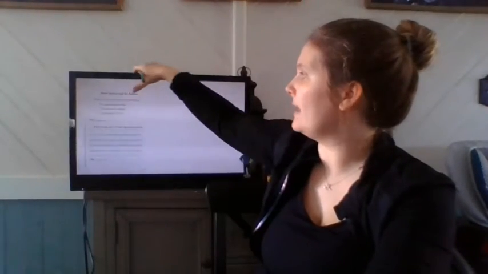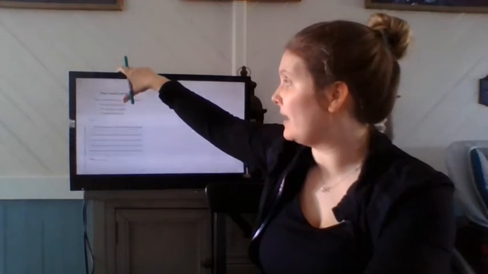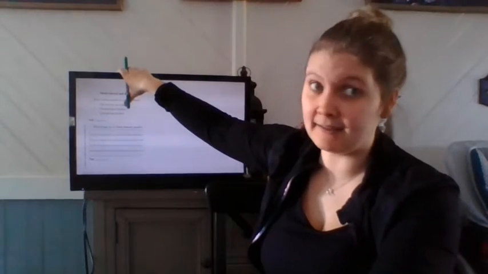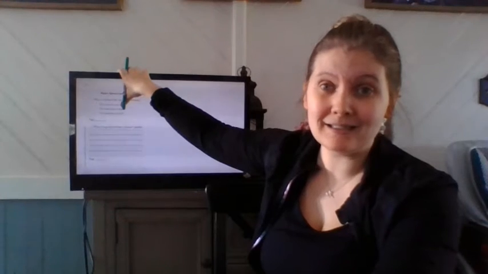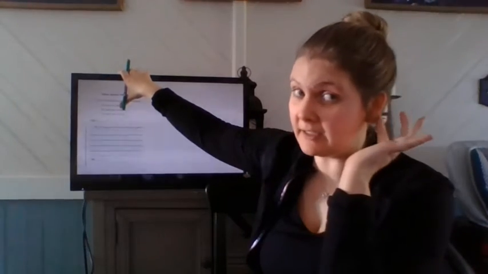So question 1, the land has red rocks? No. Answer 2, the land has no plants? That's not true. The land has rich soil. C is your best answer choice. The land has rich soil. We just looked at the evidence.